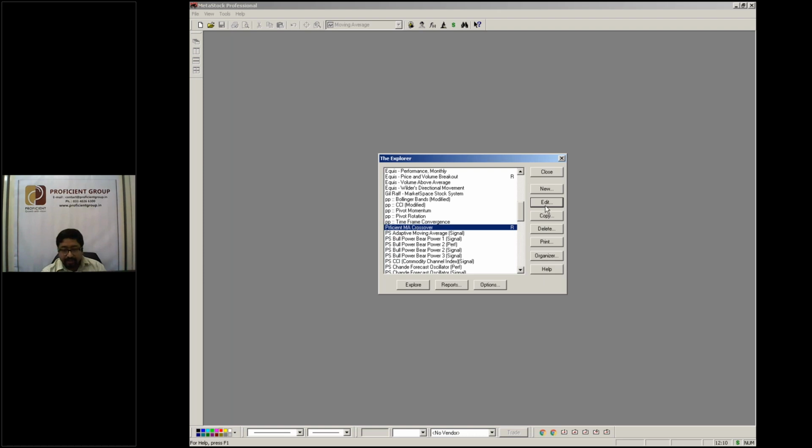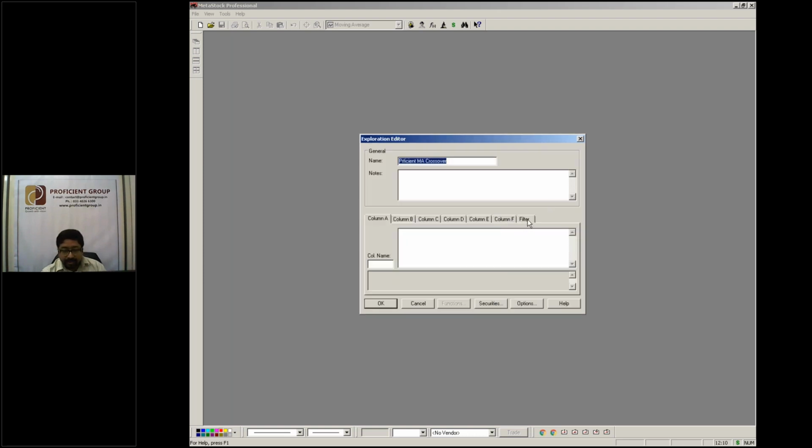Now this is the moving average crossover that we have created right now. I am editing it. In our earlier version, we did this for a bullish crossover, and now let us do it for a bearish crossover. In a bearish crossover, the short-term moving average will go below the longer-term moving average.